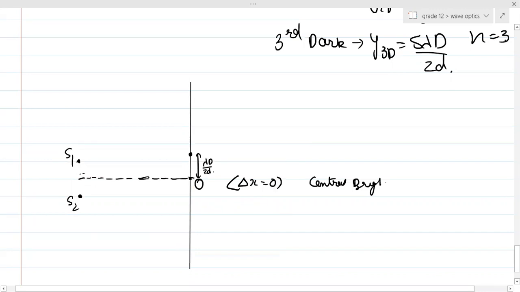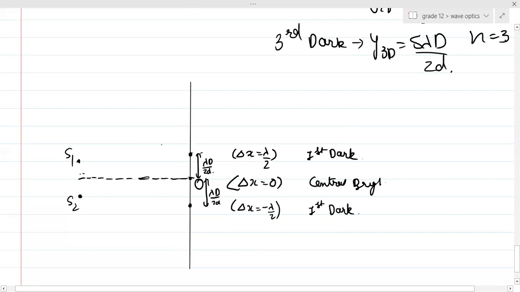Lambda d by 2d, you will get our first dark on both the sides, not necessarily only on one side, on both of the sides at the same distance, lambda d by 2d. Sorry, my bad. Here it will be minus lambda by 2. You will get our first dark.